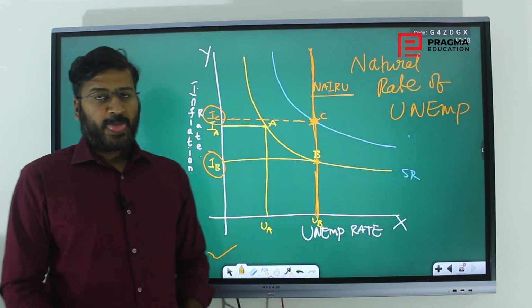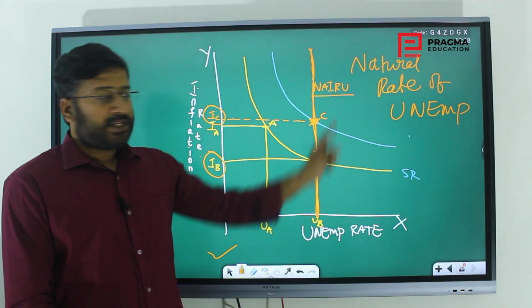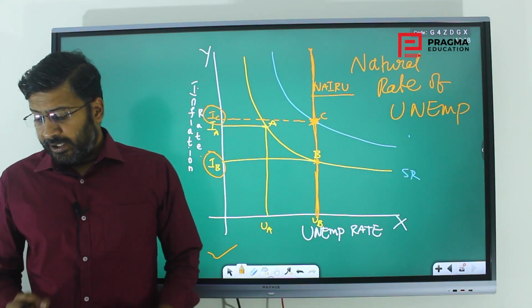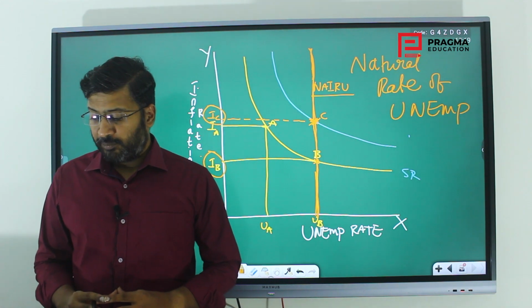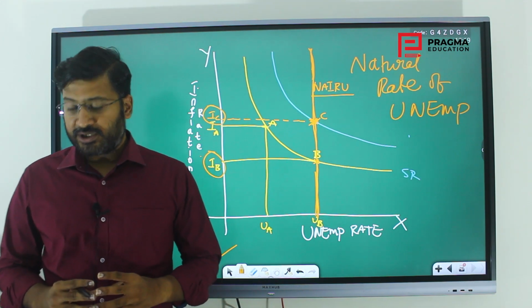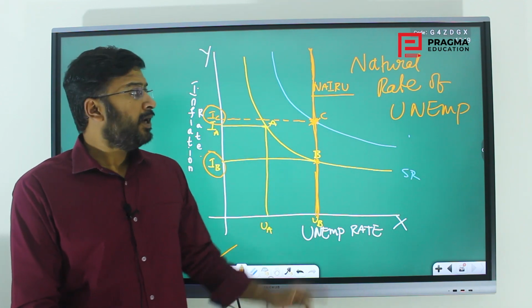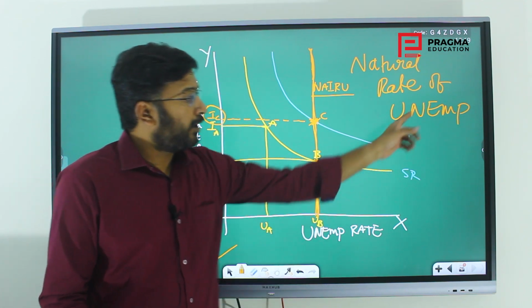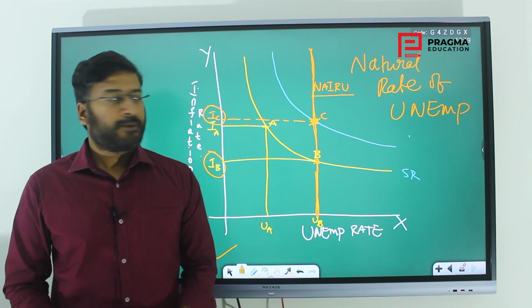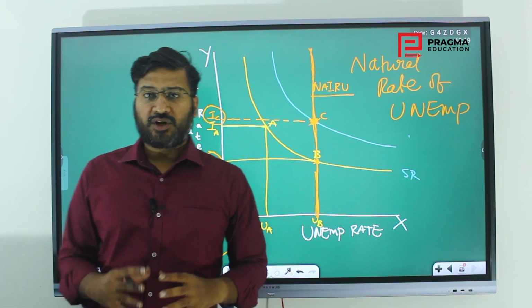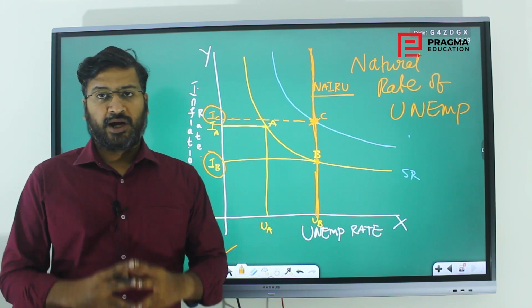So let us see. What is the natural rate of unemployment? It is the unemployment rate that occurs at full employment, when the full economy is producing at its potential output. As we have seen in the equilibrium concept, at that full potential, that unemployment rate is the natural rate of unemployment. Then what is NAIRU? NAIRU is the non-accelerating inflation rate of unemployment.